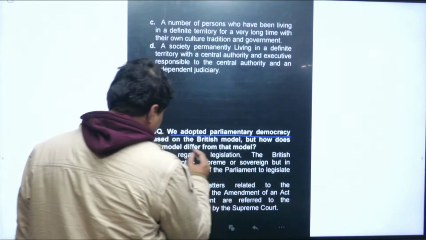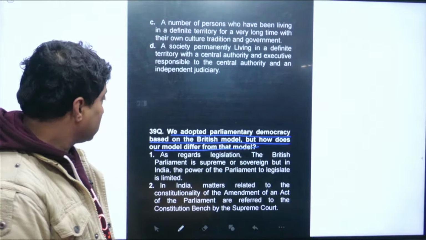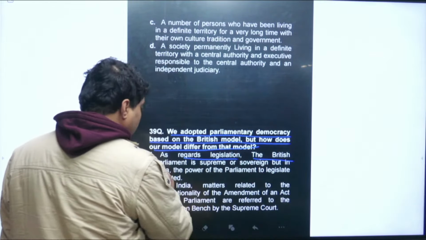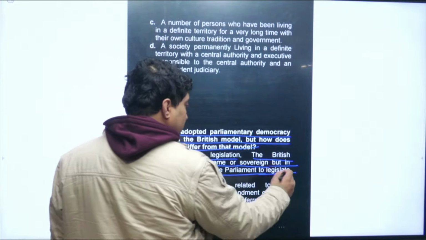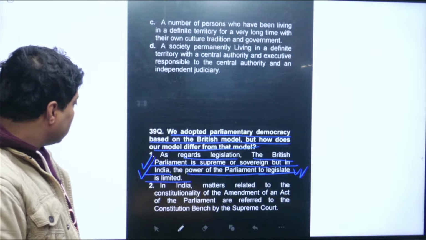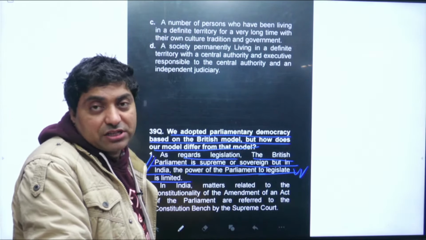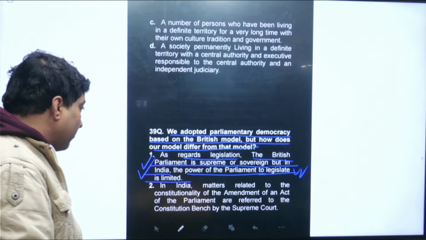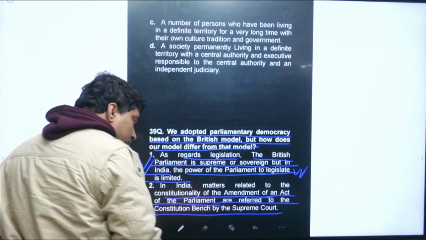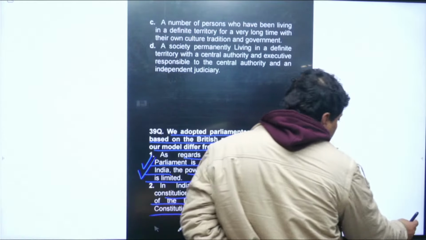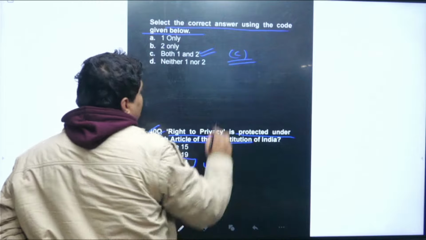We adopted parliamentary democracy based on the British model, but how does our model differ from the British model? As regards legislation, the British Parliament is supreme or sovereign, but in India, the power of the Parliament to legislate is limited. It is correct. In order to make a law, the Parliament's power is limited by the Constitution itself. In India, matters related to the constitutionality of the amendment of an act of the Parliament are referred to the constitutional bench of the Supreme Court. Yes, it does. Now select the correct answers using the code given below. Both are correct. C would be the correct answer.